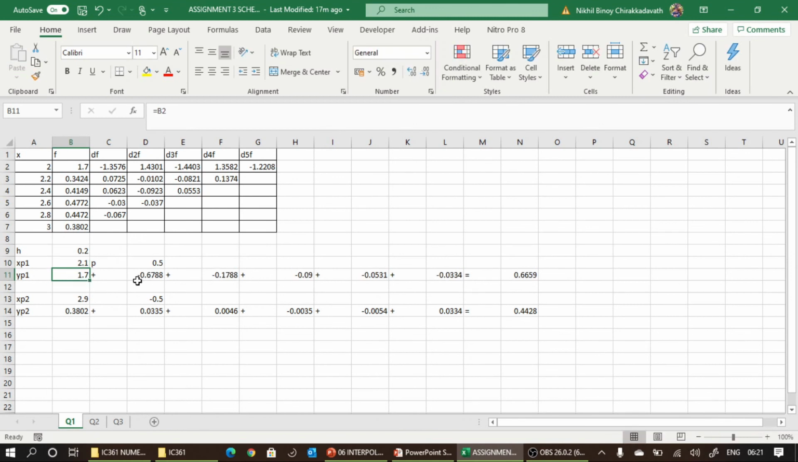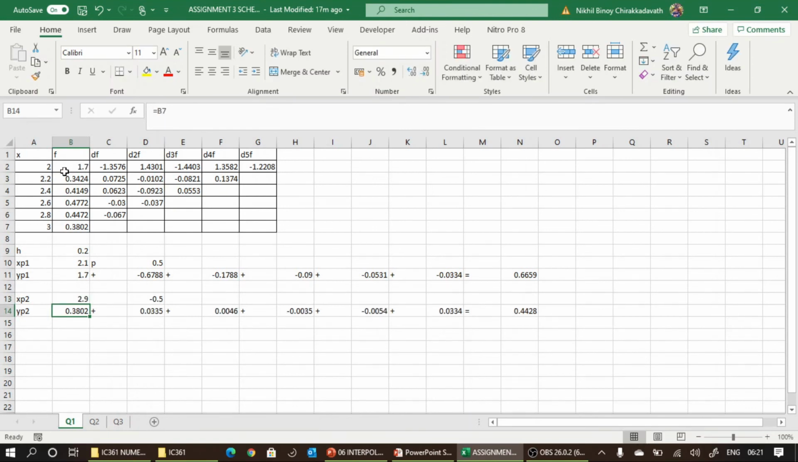Similarly, the backward difference. So this is backward difference I told you. In order to check whether this backward difference is correct or not, corresponding to 3, what do we have? 0.3802. So that is correct. Corresponding to 2.4, we have 0.4149. So that is correct. So these two equations are right.